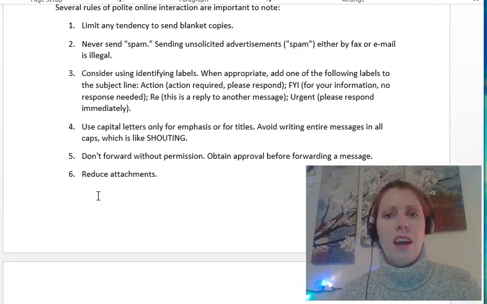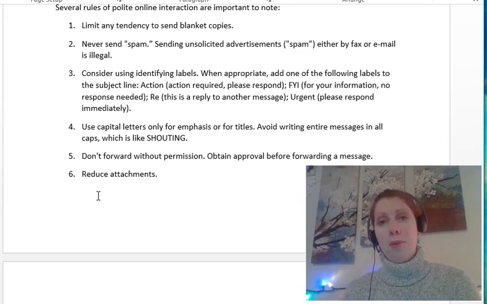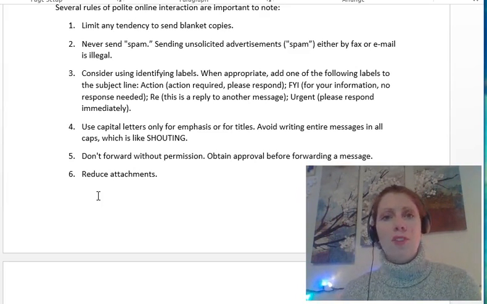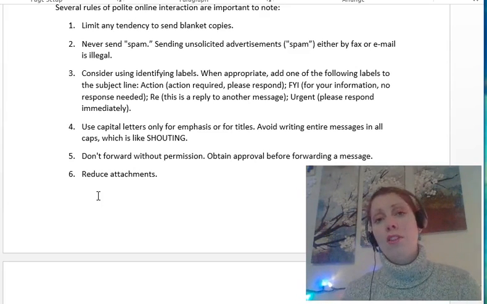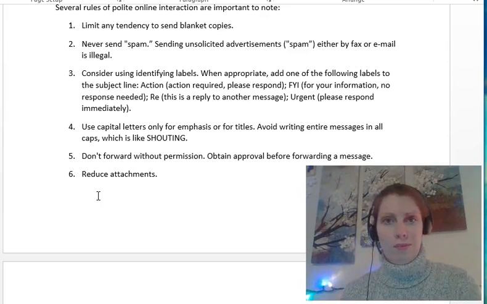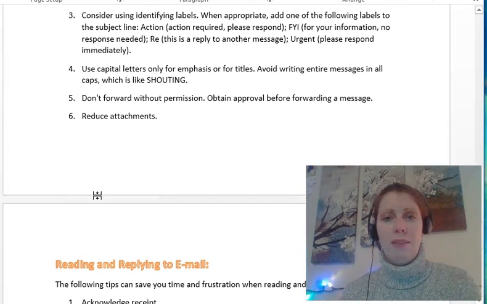And consider using identifying labels. So when it's appropriate, add one of the following labels to the subject line. You can put action, as in actions required, FYI, RE, meaning in response to another message, or urgent, like please read this and respond immediately. You can also use capitals in your titles and other techniques that we've looked at.